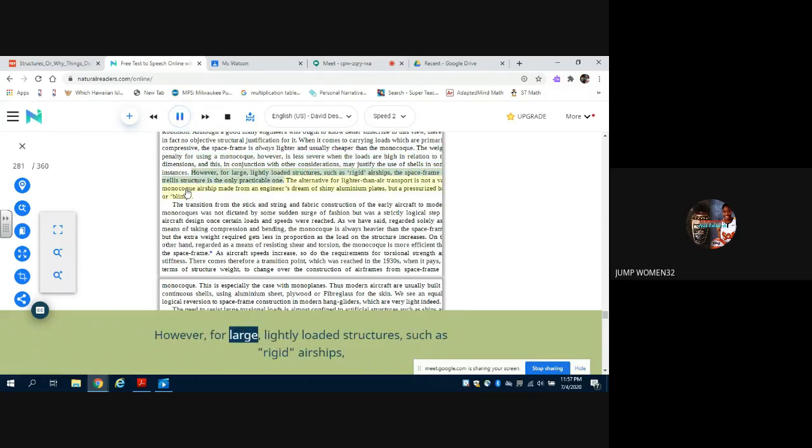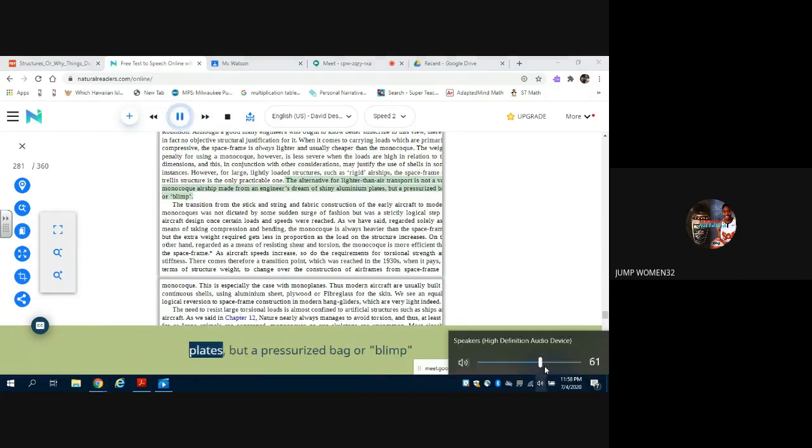However, for large, lightly loaded structures, such as rigid airships, the space frame or trellis structure is the only practicable one. The alternative for lighter-than-air transport is not a vast monocoque airship made from an engineer's dream of shiny aluminium plates, but a pressurized bag or blimp.